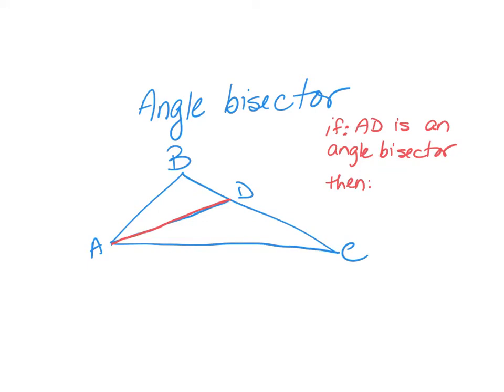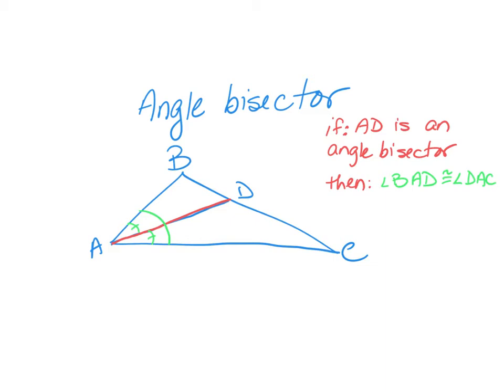So first we're going to talk about angle bisectors, and then we're going to talk about medians, and then we're going to do the problems that use these two things. If they tell you that AD is an angle bisector, that means that this angle here and this angle here are the same because it cuts this big angle in half. So then angle BAD is going to be congruent to angle DAC. Angle bisector is a line that cuts an angle in half, okay?